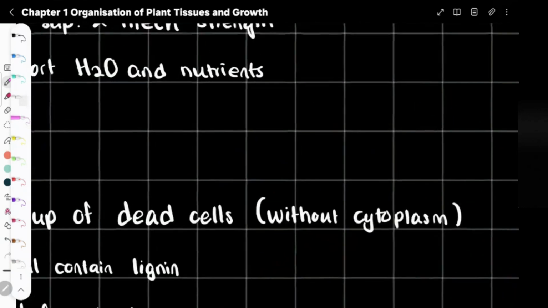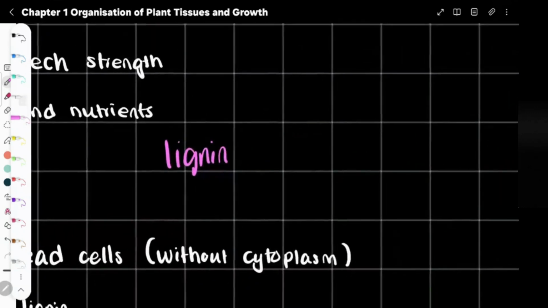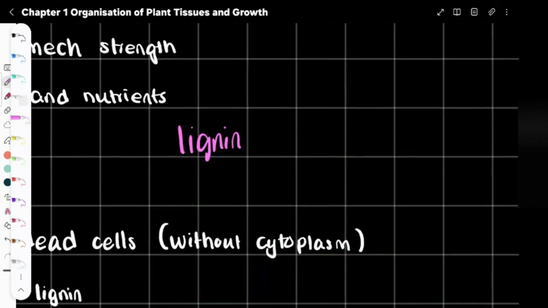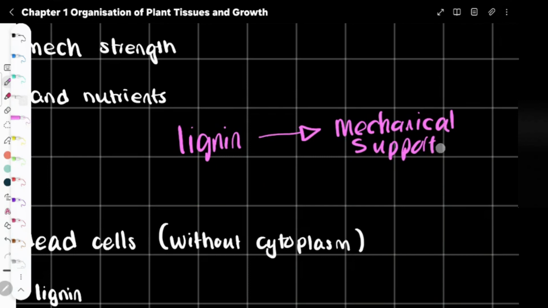Now, whenever you mention lignin in a question, like they ask you to describe the characteristic of xylem, you can say made of lignin. And if they ask what is the function of it, the answer always pairs with providing mechanical support. If you see lignin, it's mechanical support. Very simple.